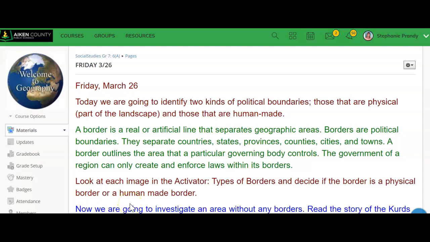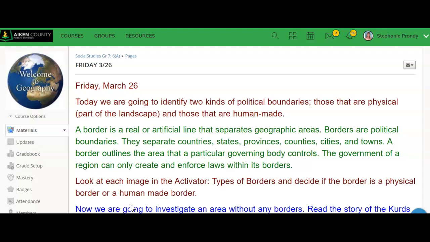So today we're going to be looking at two different kinds of political borders, and in your activator you're going to identify what they are. You have physical borders, which are part of a landscape, and then you have those that are made by humans, or human-made. So let me just reiterate what a border is.